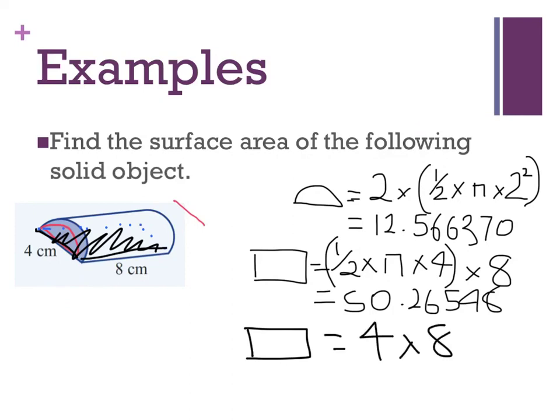And obviously add them all together in the end. So 4 times 8. Add 32 to 50.26 and 12.56. Add them all together, so the total area of this half cylindrical shape.